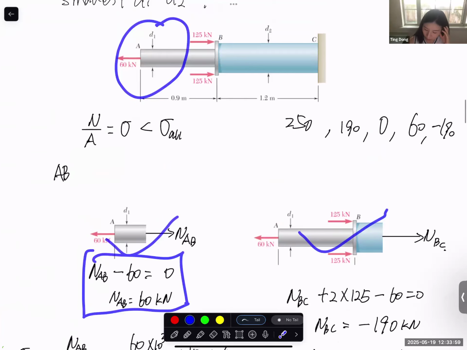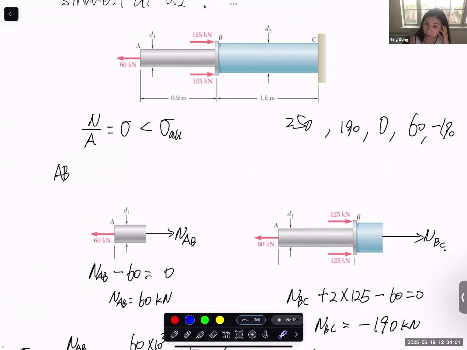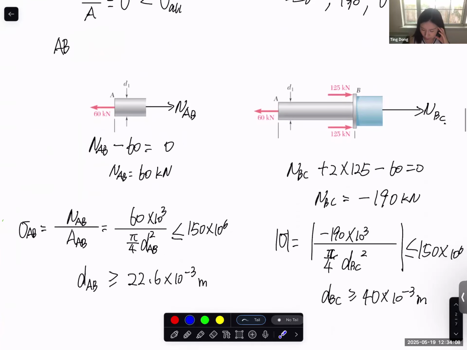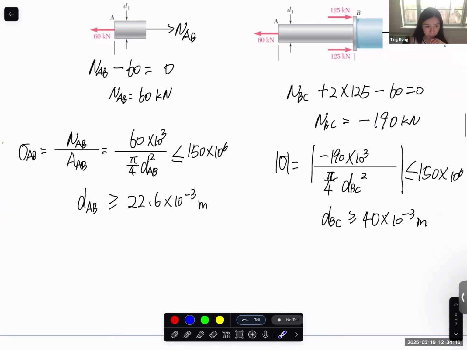But for this one, you need to be really careful about what the internal force is. Remember last time we had really different solutions in the class. So make sure you have it correct, and also make sure that if it's compressive, you have a negative sign. This is how we solve for the diameter of the AB and BC sections.